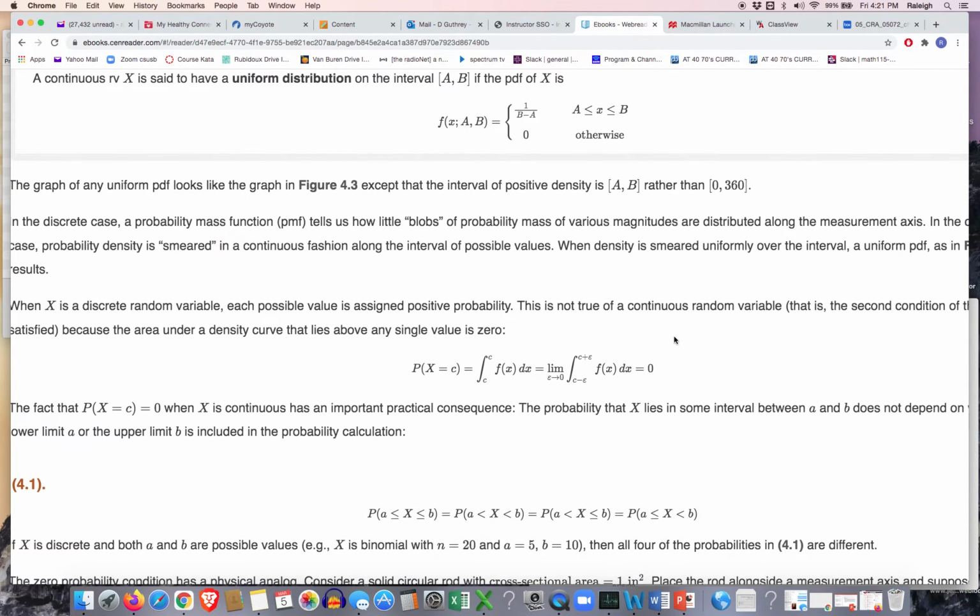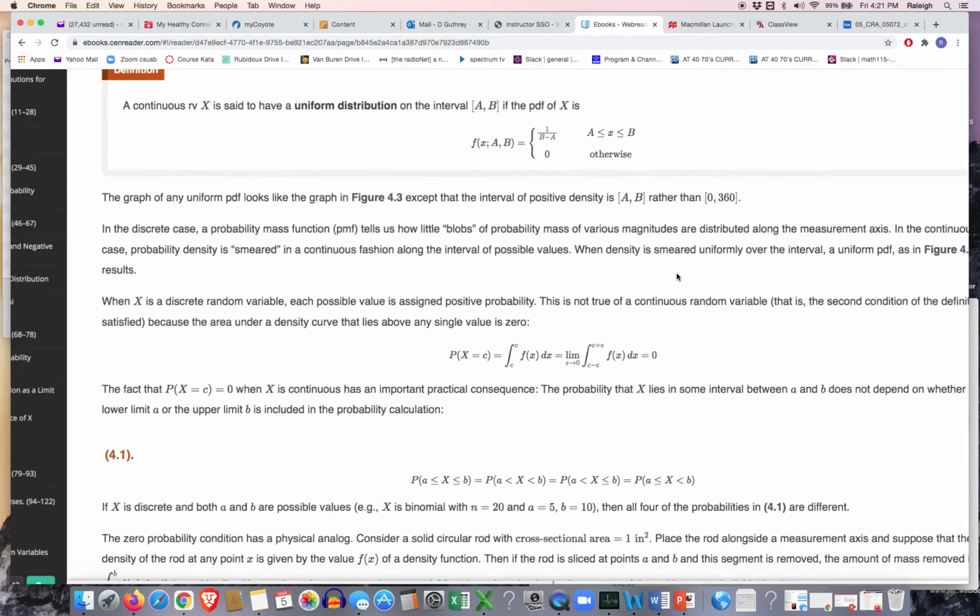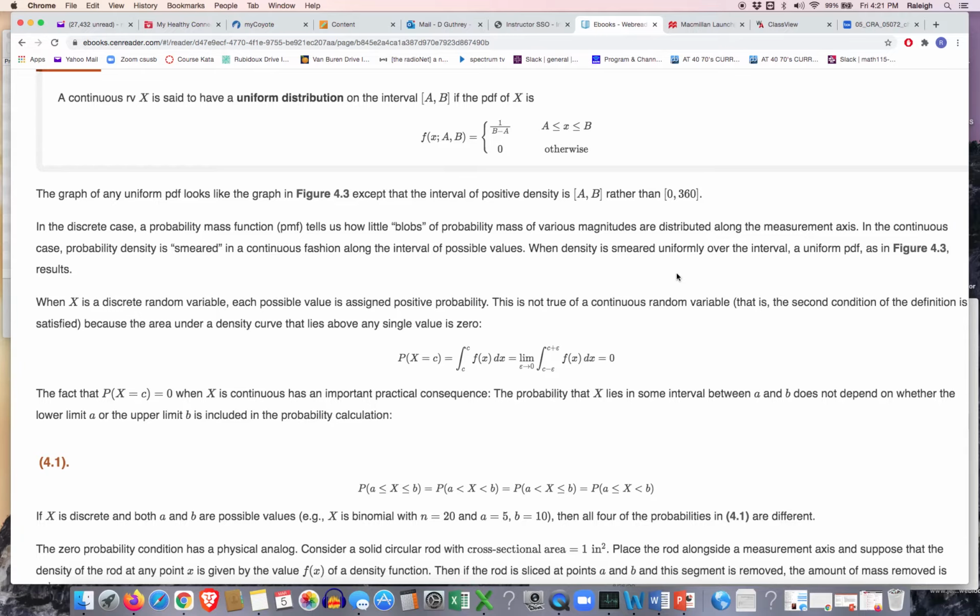Okay, let's see. We go through a few other little things here. Wanted to get to the example. Yeah, this one is interesting because it says when you have discrete numbers, I think we may have mentioned this before, then you can find positive probabilities. And in a discrete case, we see how the little blobs of probability of various magnitudes are distributed along the measurement angle, like those histograms we saw. But in a continuous case, probability density is smeared, in a continuous fashion, and when it's smeared uniformly, like in a complete rectangle, we have a uniform PDF, a very special case, which is just meant to be kind of an introductory case. It's a very simple one compared to others.